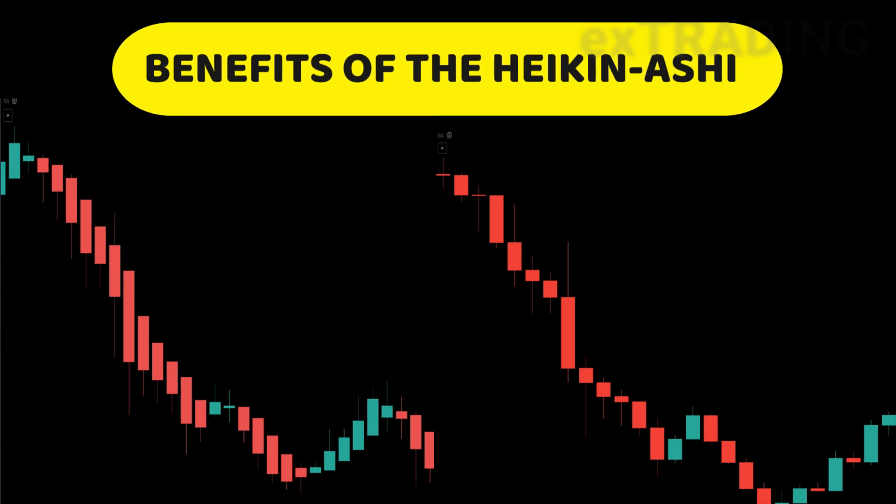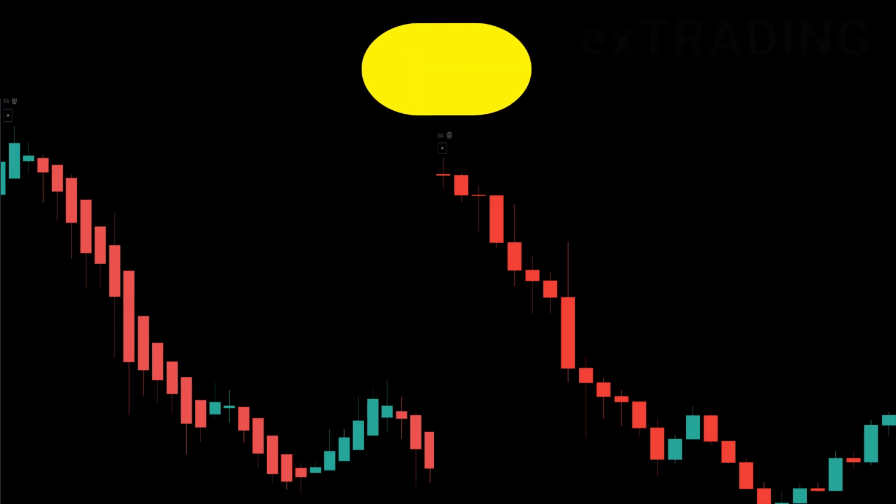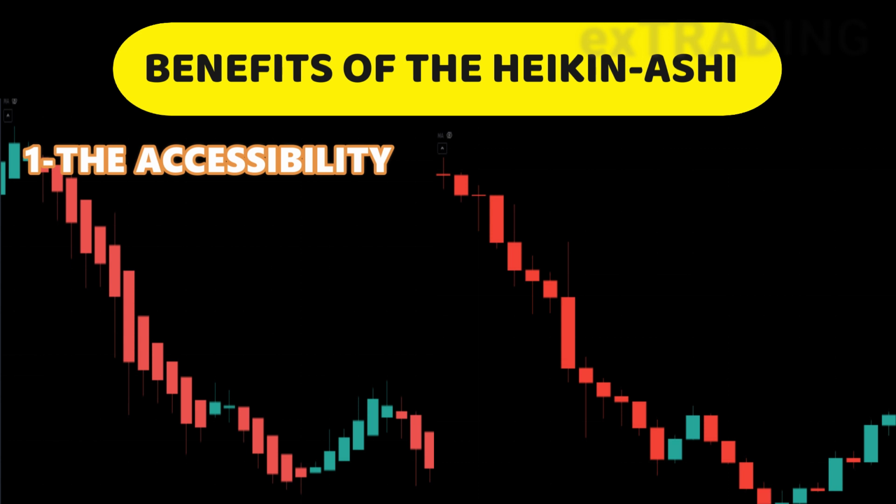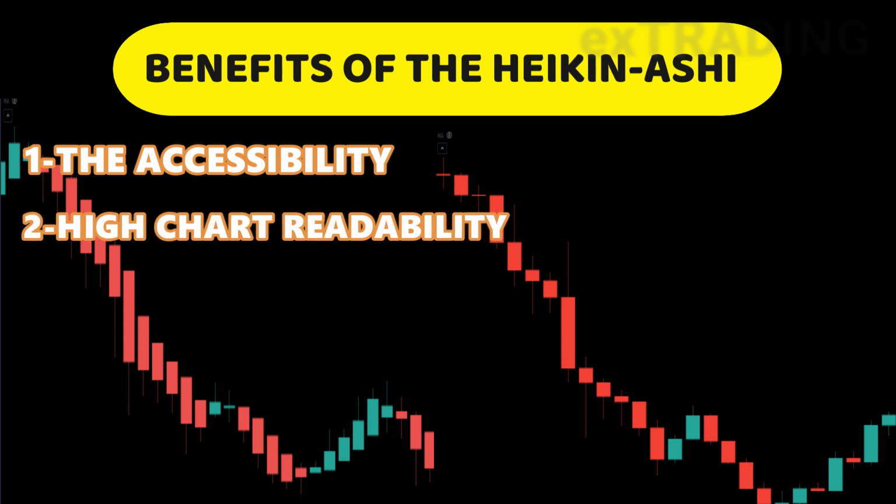Meanwhile, the benefits of the Heikin-Ashi over the regular candlestick are: Number 1. The accessibility. Heikin-Ashi is one of the most accessible indicators that does not require any installation and can be found on any trading platform. Number 2. High chart readability. It is easy to interpret as any trader is able to read the candlestick patterns. Heikin-Ashi candlesticks are better deciphered than traditional candlestick charts, hence it's easier to identify market trends and movements.